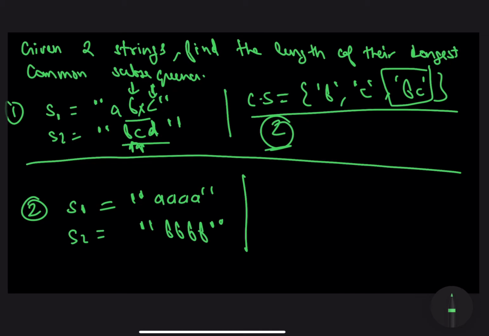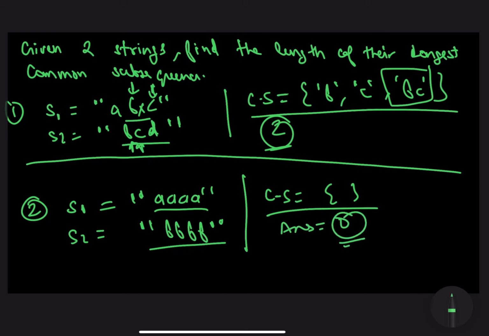Now let's jump to the second test case. In this test case, since there is no common subsequence between S1 and S2, since there are none, the answer in this case will be equal to 0. So I hope that the test cases are clear. So let's just move ahead with the solution.